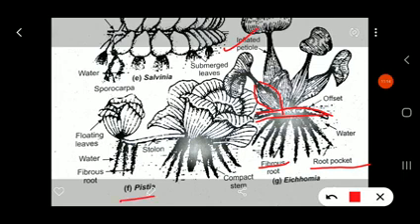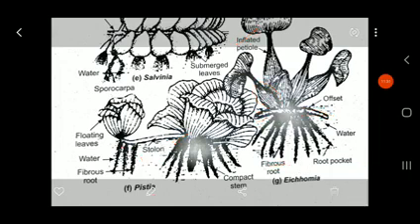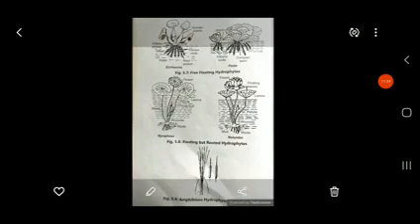Then Pistia, this is Pistia, the water lettuce. Roots are fibrous. Then the stem is very compact. Then stolons are present. Instead of the stems, there are horizontal, long cylindrical stems, that is a stolon. And these are the leaves. These are some modifications we can see here.